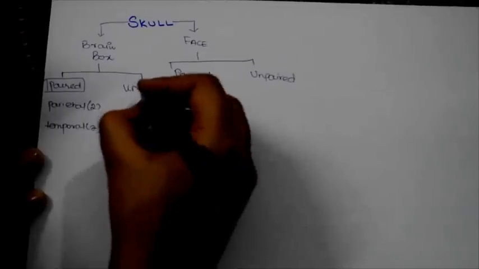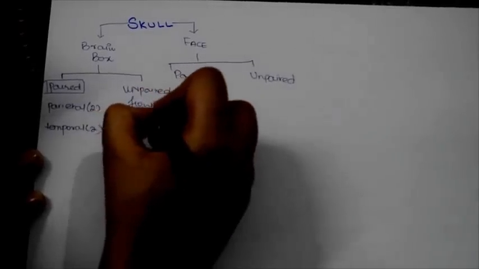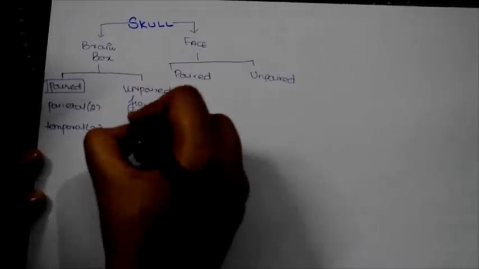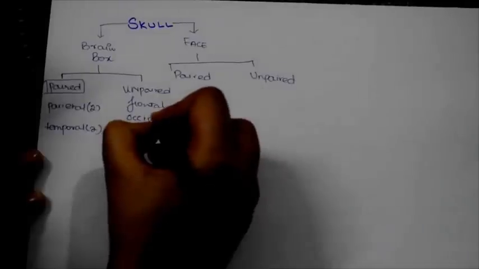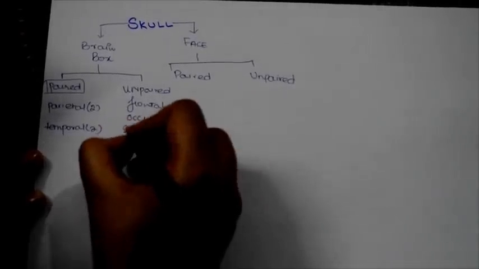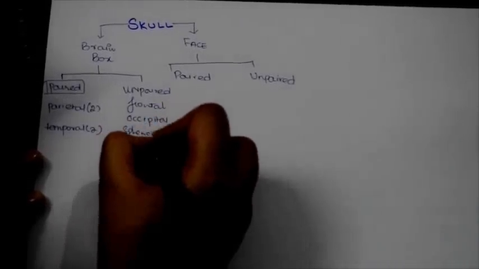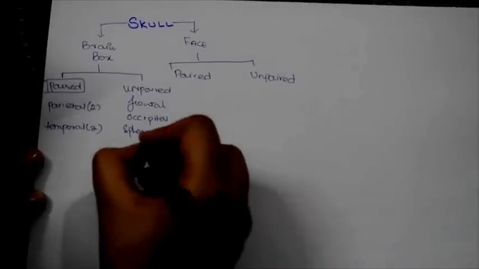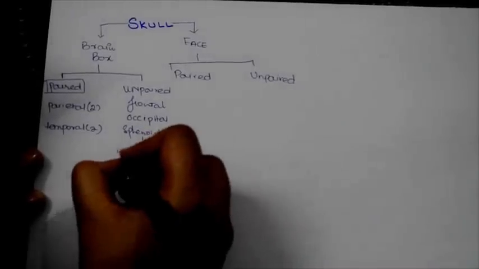So the unpaired ones in the brain box we're talking about are the frontal, occipital, sphenoid bone, and the ethmoid bone.